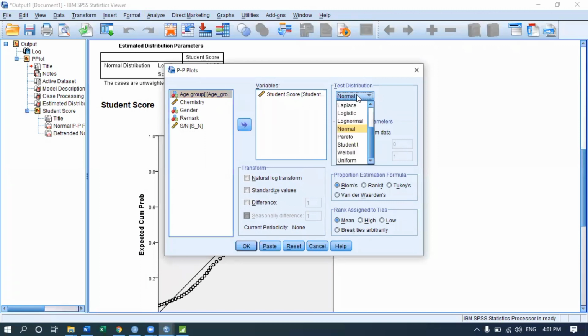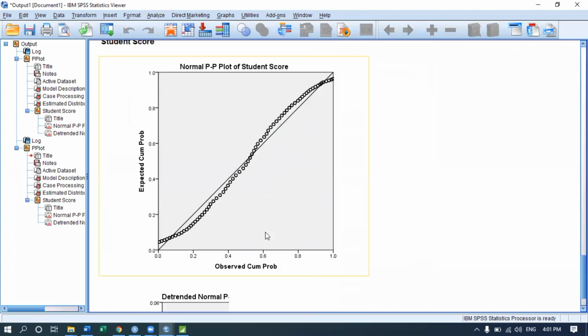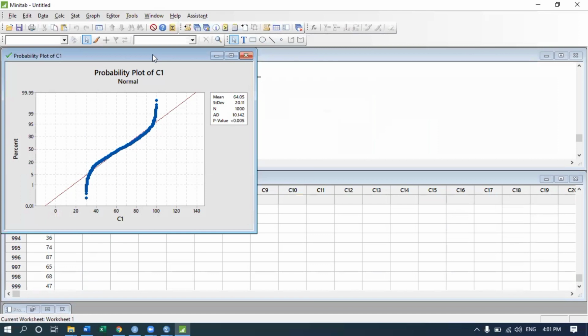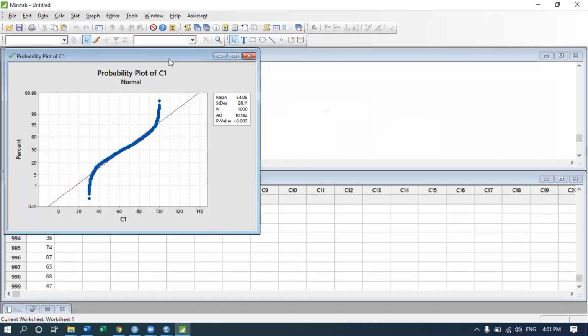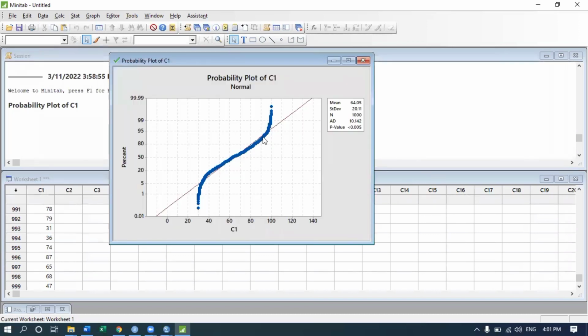Normal. Okay. Normal probability plot of student score. I can't really say why the two graphs look different. Okay, but that's all. I don't know why they are looking different. They're not supposed to be different.